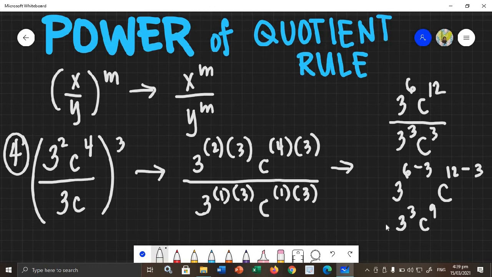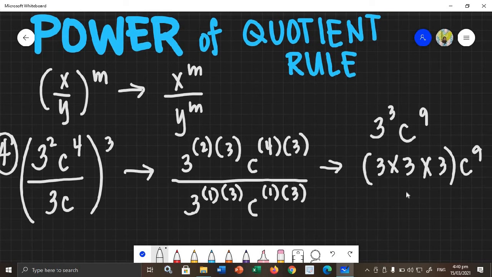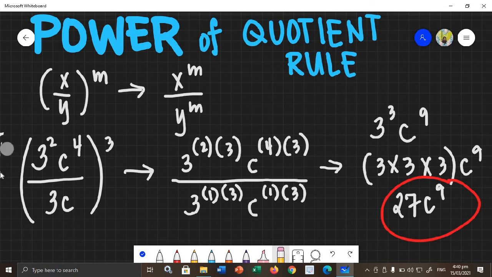And then observing this expression, we have 3 raised to the 3rd power, C raised to the 9th power. Si 3 raised to the 3rd power, pwede pa natin i-simplify yan by multiplying 3 times. The answer will be 3 times 3 times 3 is 27, and then C raised to the 9th power. So this will be now our answer. Okay? So that is how you apply the power of quotient rule.